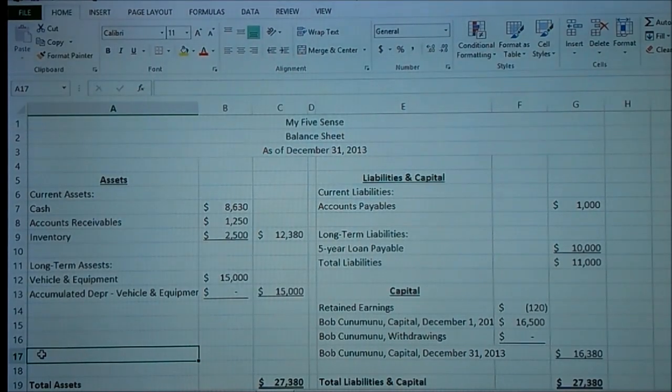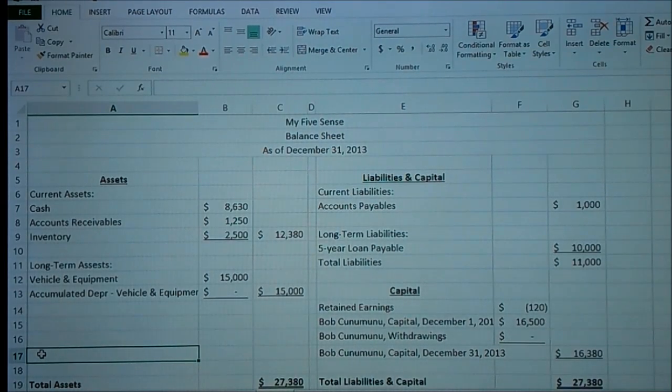Going to your trial balance, you have the cash at $8,630, accounts receivable at $1,250, your inventory at $2,500, your vehicle and equipment that you brought into the company at $15,000. You have total assets of $27,380. And in the liabilities and capital section, the accounts payable, which is $1,000 of the $2,500 inventory that he brought into the company, $1,000 of it for which he still owes, goes in under accounts payable. And then you have the 5-year loan payable line item, a $10,000 balance that goes into the loans payable account. So total liabilities of $11,000.